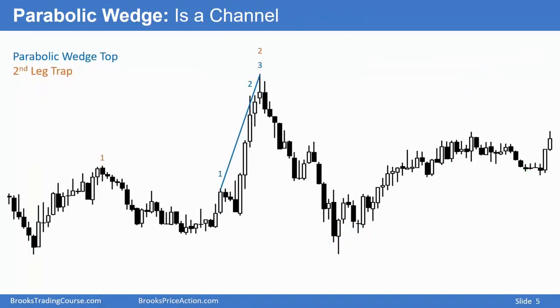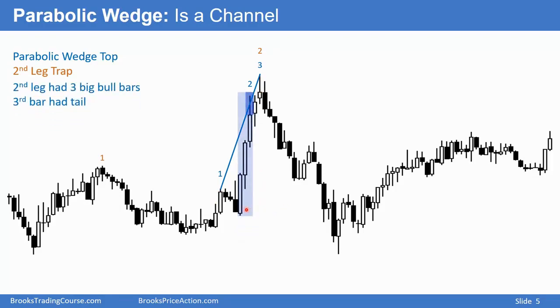A parabolic wedge is a channel. We have a first push up, a deep pullback, a very strong second leg up to this high, and then a third push up there. If you want, you can call it a second leg trap in a possible trading range. First leg, pullback, second leg, which it is, it's both.